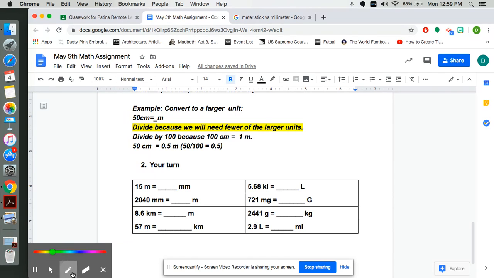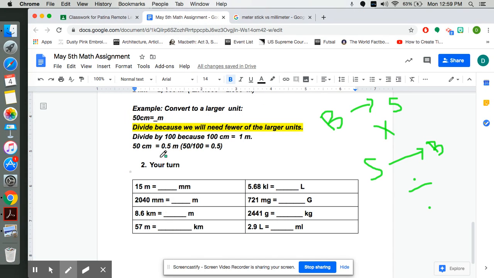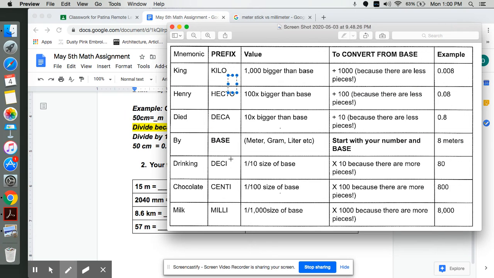Remember, the easiest way to remember what to do is if you're going from big to small, you multiply. If you are going from small to big, you divide. And the number of times that you multiply or divide is the number of times you go down the chart. So for example, if I'm starting at deca and going to base, that would just be times 10 or divided by 10 because I'm only moving one spot.